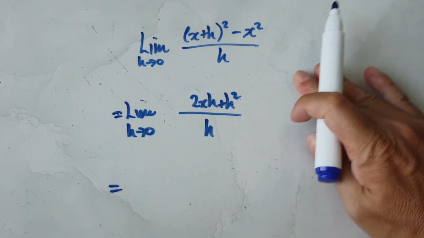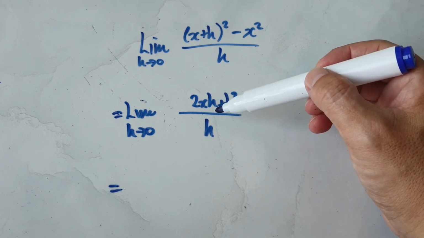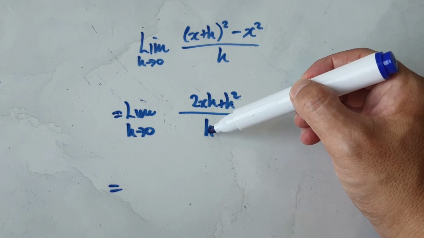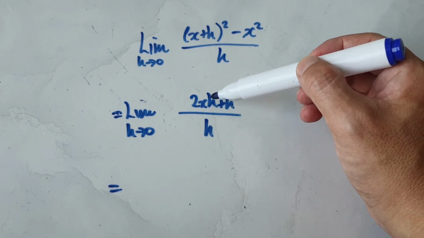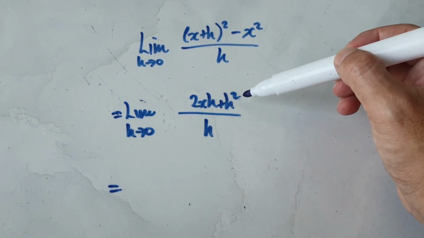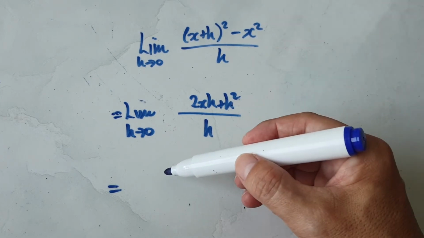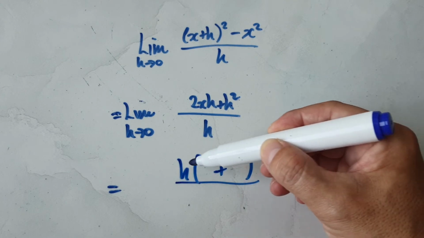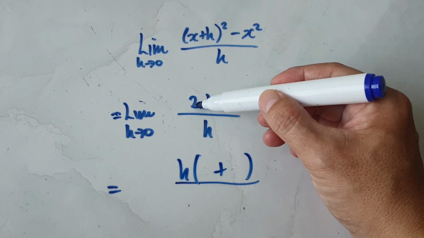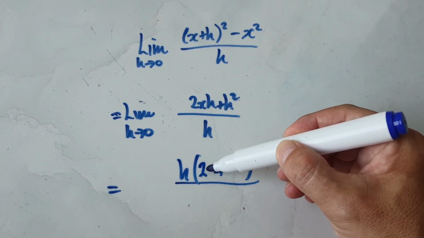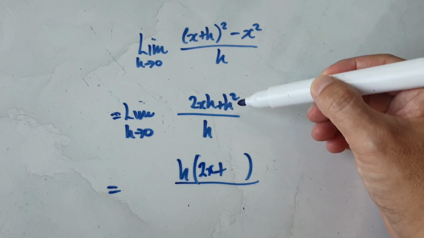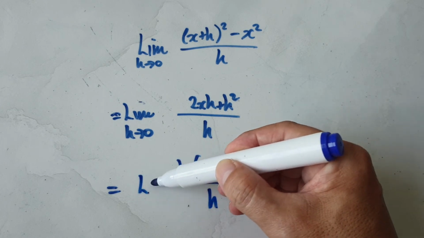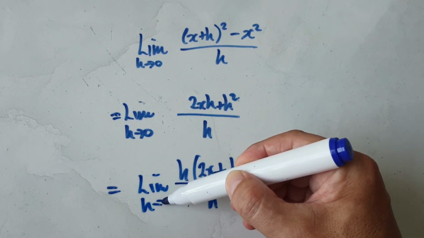You can't determine anything. So the trick here is that it is this h that's causing all the problems, because you're pretty much dividing by 0. Notice that h is in common, so you factor out the h. h times what would give me 2xh? It happens to be 2x. h times what would give me h squared? It happens to be h. And then over h, and then take the limit as h tends to 0.